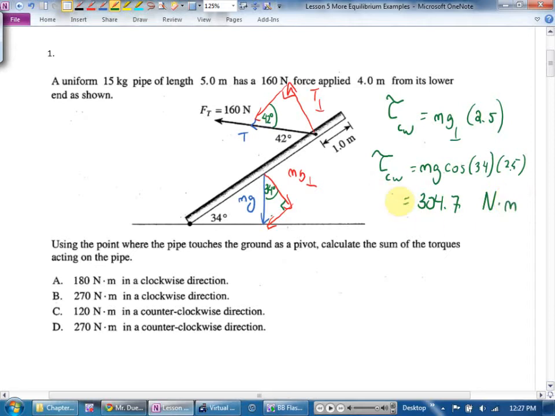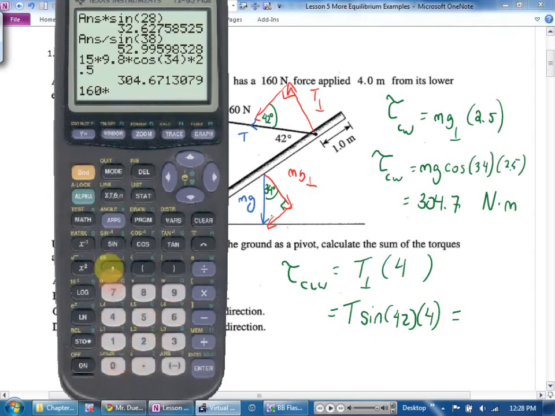What's the sum of the torques counterclockwise? Well, what force would cause it to spin this way? Tension is wrong. Perpendicular. Let's not make that mistake. That's the most common mistake. So the torque counterclockwise ends up being tension perpendicular times, how far is it from the pivot? Let's see. Whole beam is 5. That's 1. 4. By the way, which trig function could I use to find tension perpendicular? Okay. So tension perpendicular is going to be tension times the sine of 42. Sine of 42 times 4. The counterclockwise torque is going to be 160 times the sine of 42 times 4. 428.2.